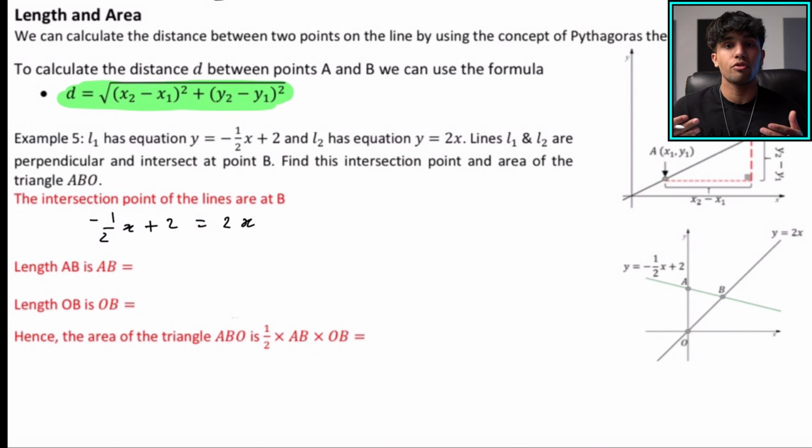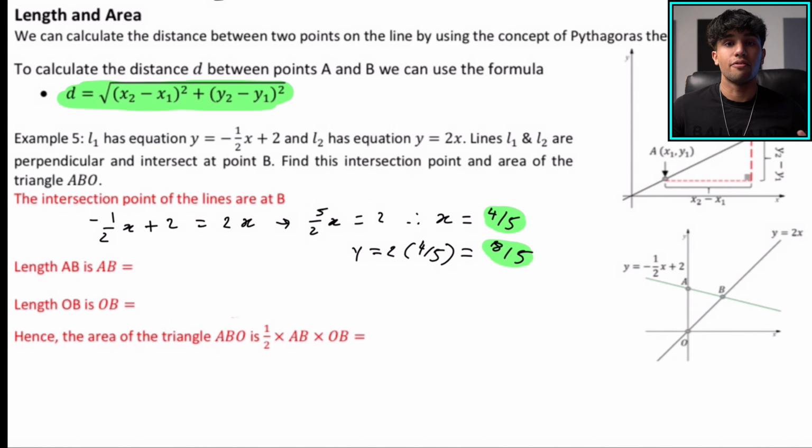From here we rearrange to get our value of x, and then we can find our point y by subbing that back in. After rearranging, I get a value for x that's equal to 4/5, and then I can sub that point back into any line that I pick. So I pick the easier one, which is y equals 2x, and I get a value of y equals 8/5.